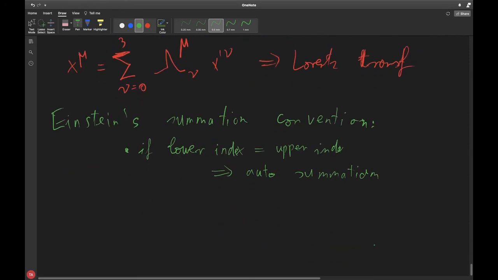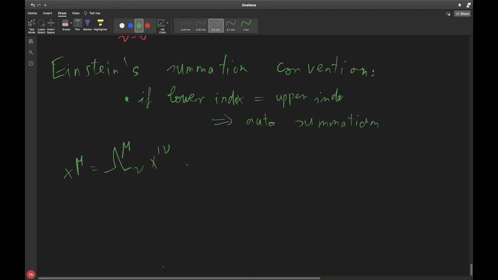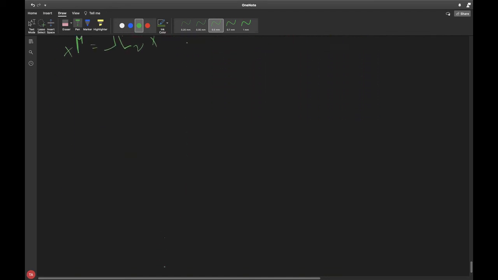So this same thing can be written with the Einstein summation just by saying that x mu is the same as lambda mu nu x prime nu. Because there is a nu here and there is a nu here, by the Einstein convention, this means a summation. So let's now look at the arc length again, so that things will also get nicer.